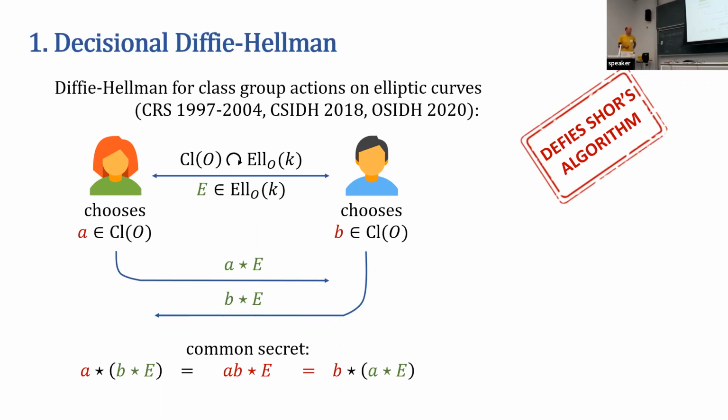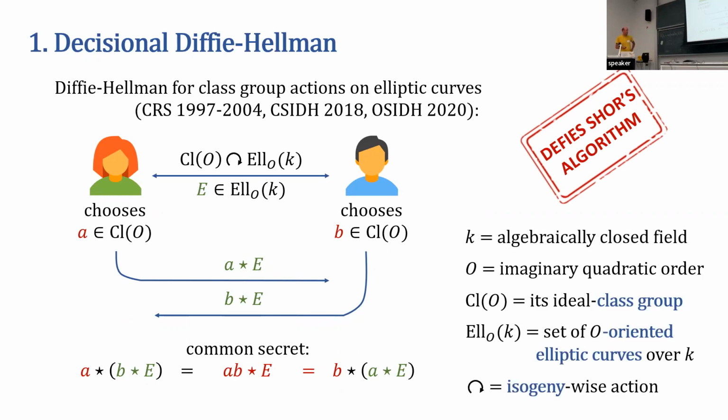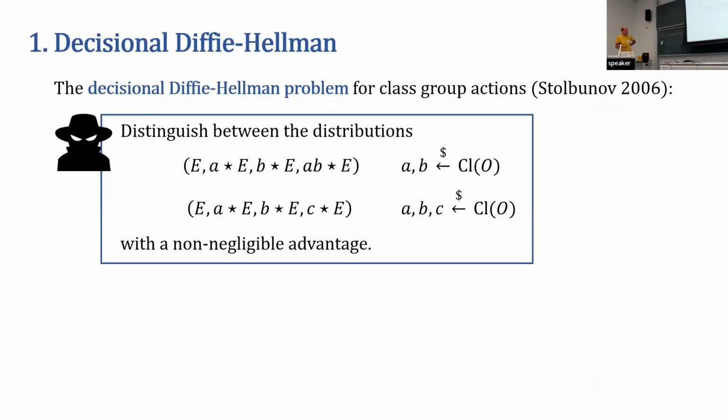The reason that we are interested in this is that it gives rise to potentially post-quantum alternatives to classical Diffie-Hellman key exchange, but I won't go into the details of that. Just recall K is an algebraically closed field. Of course, in practice, it will be some finite field, so you have to think of a subfield of K. O is this imaginary quadratic order, Cl(O) is its ideal class group, which I will explain. This is a set of O-oriented elliptic curves over K, and the action will be by means of isogenies.